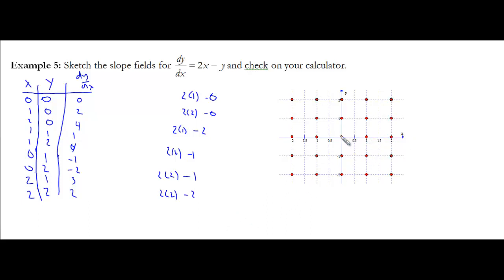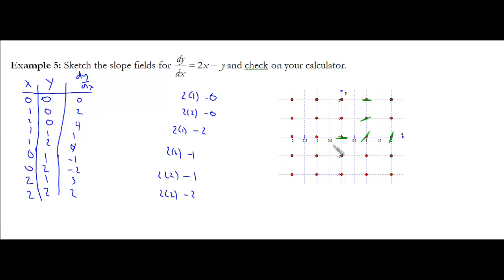So at 0, 0 we have a slope of 0. And then at 1, 0 we have a slope of 2, so maybe we'll make that our slope of 2. And then at 2, 0 we have a slope of 4, so that needs to be much steeper. And at 1, 1 we have a slope of 1, so that's not as steep, so we'll make it like that. And at 1, 2 we have a slope of 0 again, so that's going to be flat.